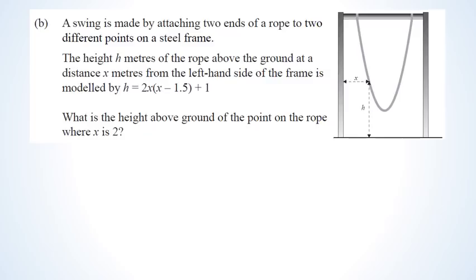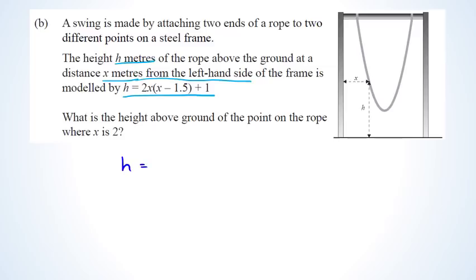So in this question, you've got a swing that's made by attaching two ends of the rope. Okay, there's just a whole lot of information here, guys. You're more than welcome to pause and read it. But the most important thing you really need to look at is this part here, where H stands for height in meters, and x stands for the meters from the left-hand side. So they're asking, what is the height above ground of the point on the rope where x is equal to 2? All this question is really asking you to do is a substitution.